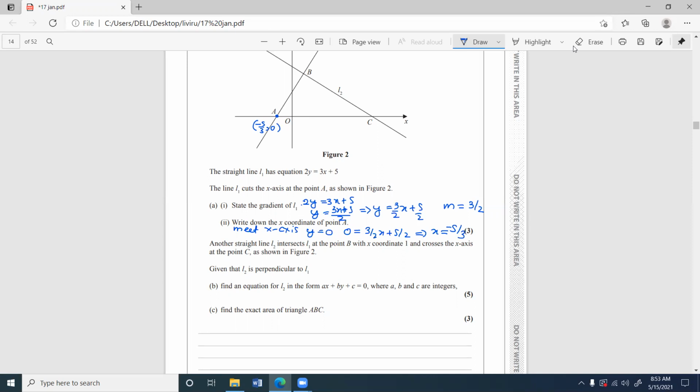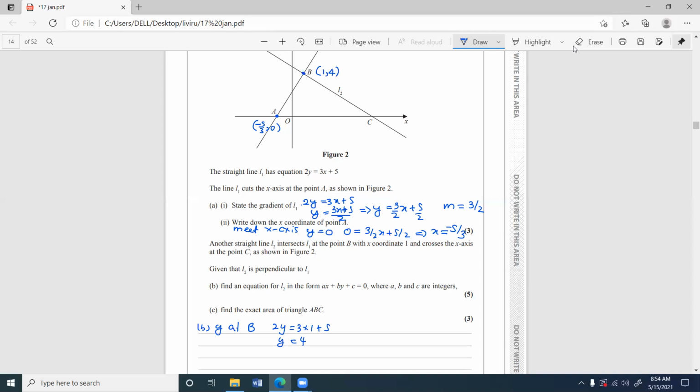Another straight line L2 intersects L1 at point B with x coordinate 1. Here we know that the x coordinate is 1. With this you can find the y coordinate at B. How do you get it? You can substitute 1 into this equation: 2y equals 3 times 1 plus 5, which is 8. Then y equals 4. 3 plus 5 is 8, 8 divided by 2 is 4. So here the coordinate is 1, 4.